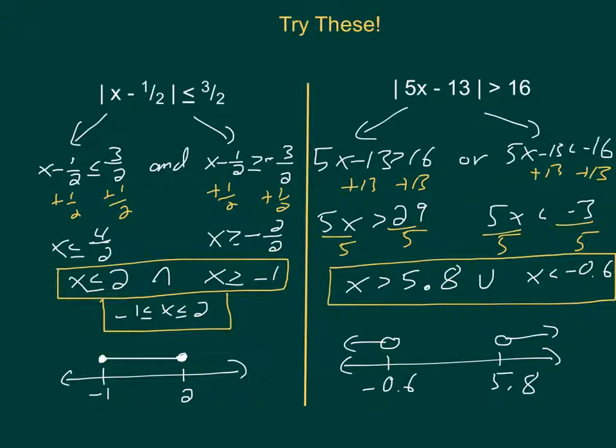And then the other example, I kind of just threw this in here because I want you to realize that decimals and fractions aren't a bad thing. X is greater than 5.8 or x is less than negative 0.6. We didn't do anything wrong. Decimals just happen. And so on our graph, we have open circles at each of those locations and the arrows pointing out like a typical or.